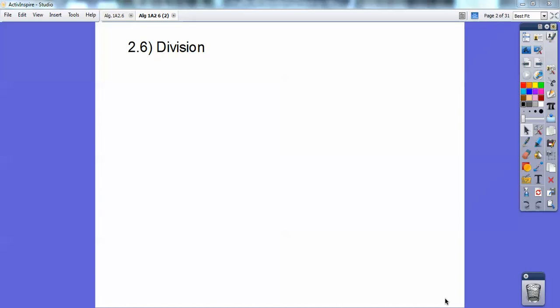Hey everybody, this is Andy Murray here, and this algebra lesson is the beginning of division, so we can start using division with polynomials later, and we'll start basic polynomials here in just a minute.